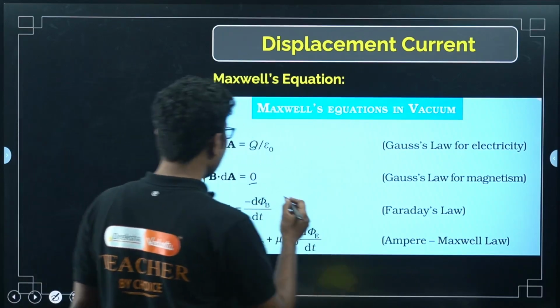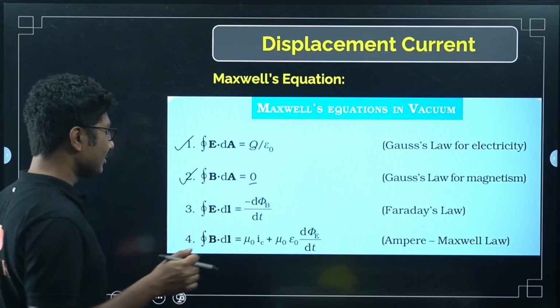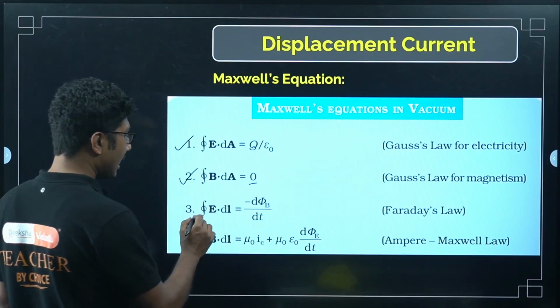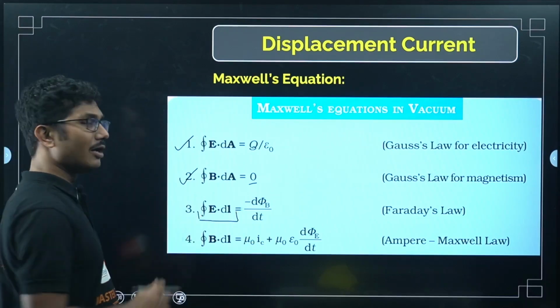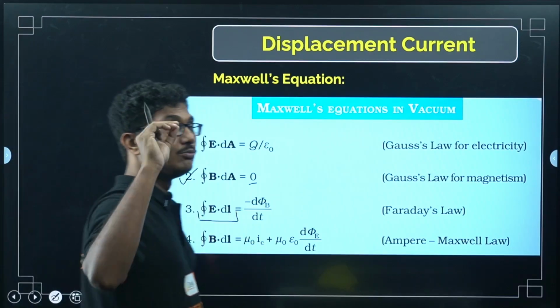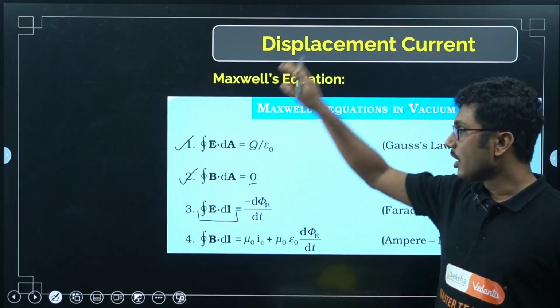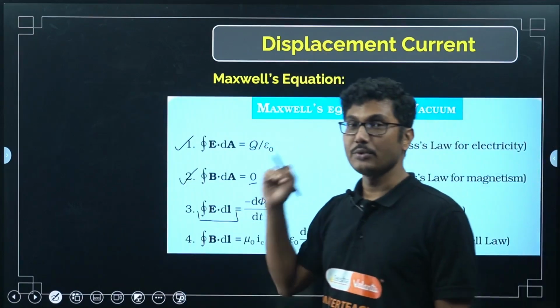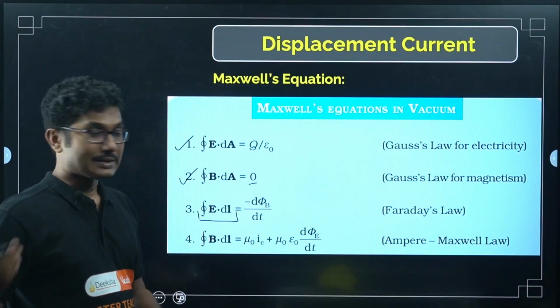Faraday's law, we know that induced EMF is given by minus d phi by dt, but Maxwell gave that the induced EMF is nothing but E dot dl. He came up with this mathematics. Once you move to higher physics, if you study physics, you have to derive these equations. You have to link these equations so that they make some sense.